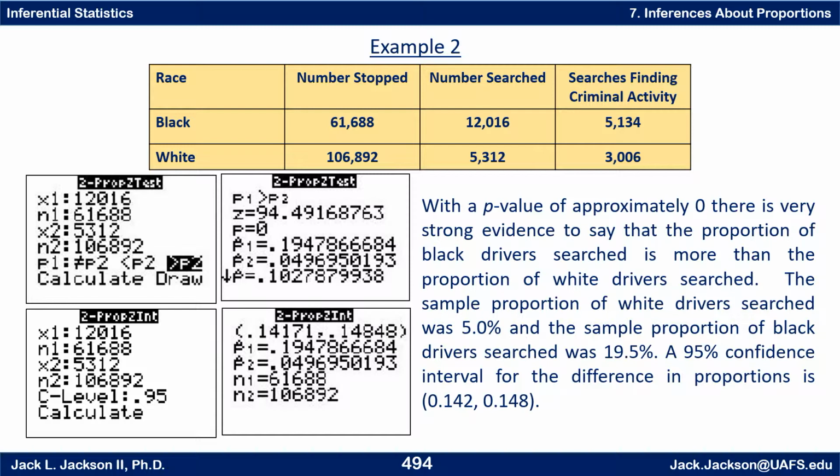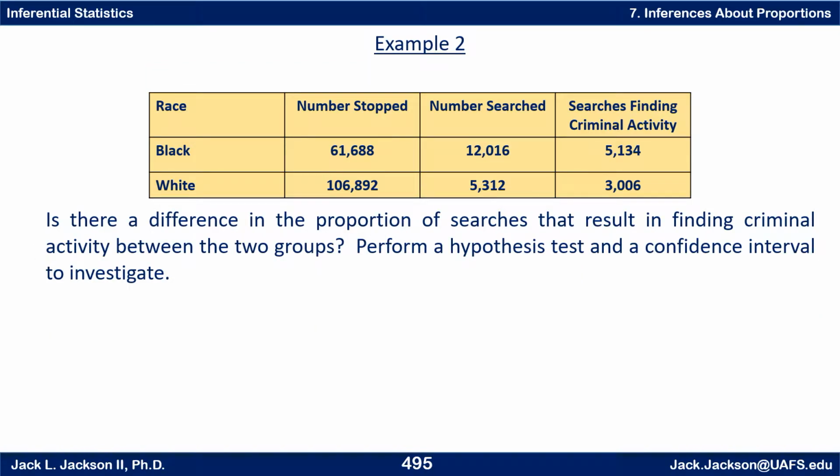And then we might say, well, wait a minute, maybe it's just that one group had actually more crime. So let's test that. We have data for testing that too. So let's test that. Is there a difference in the proportion of searches that result in finding criminal activity between the two groups?